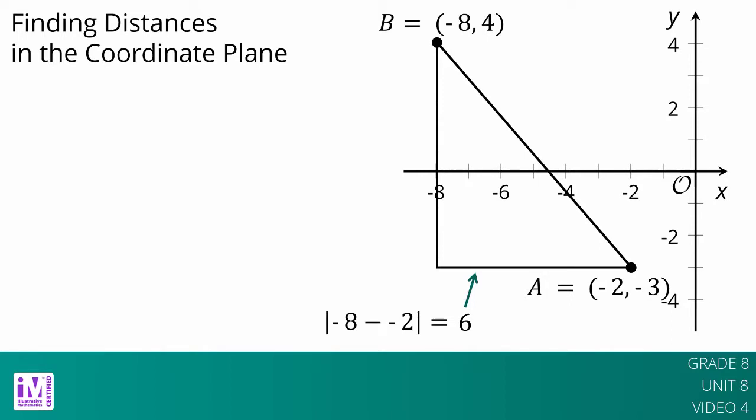The length of the vertical leg is 7, which can be seen in the diagram, but this is also the distance between the y-coordinates of A and B, since the absolute value of the quantity 4 minus -3 equals 7. Once the lengths of the legs are known, we use the Pythagorean theorem to find the length of the hypotenuse AB, which we can represent with C. Since C is a positive number, there is only one value it can take.